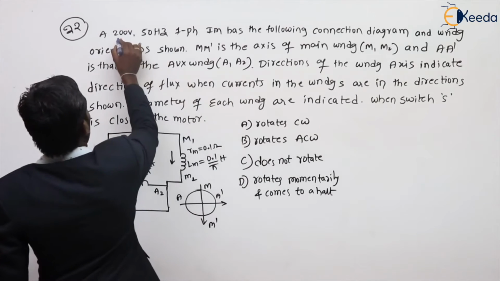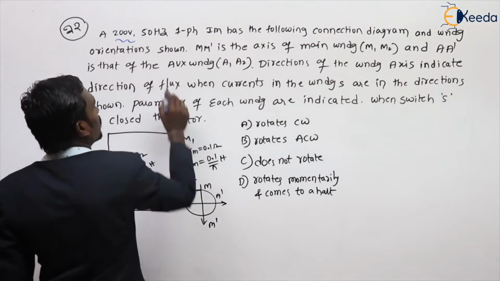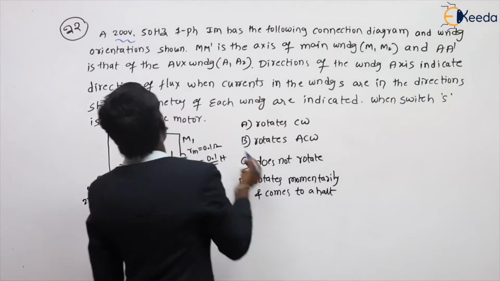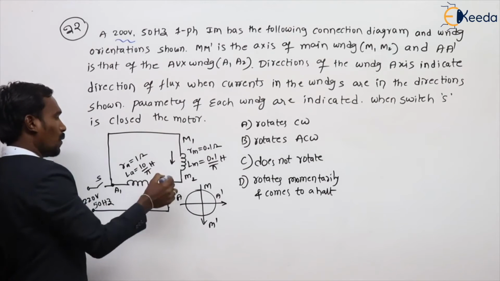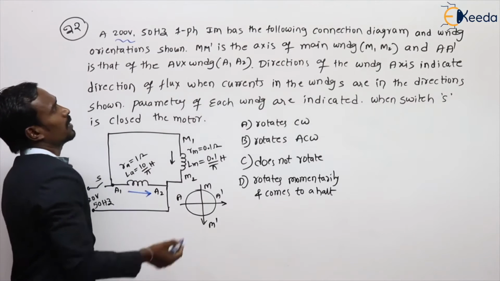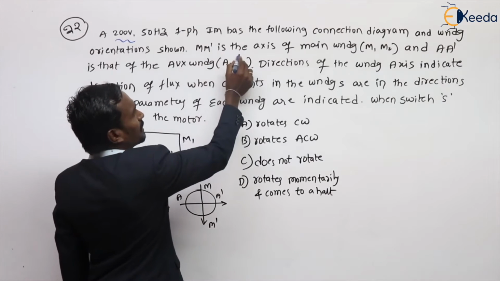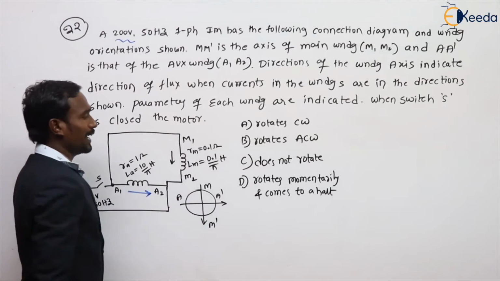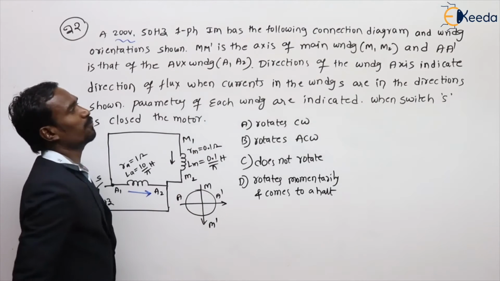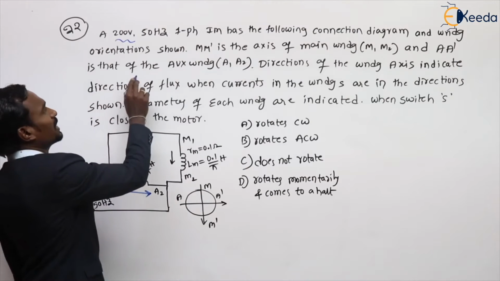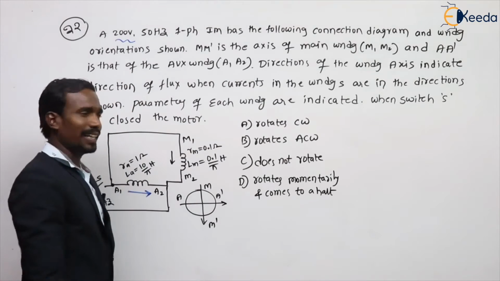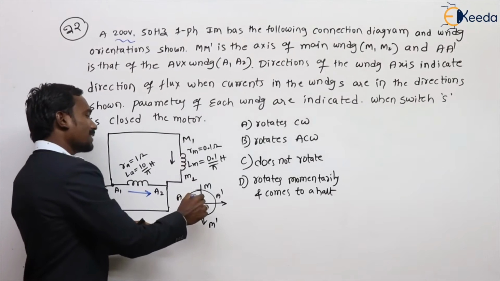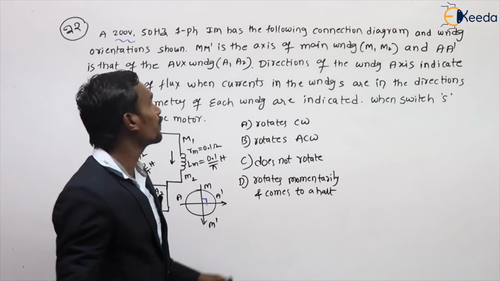Let's see here. A 200 volts 50 Hz single phase induction motor has the following connection diagram and winding orientations shown. MM dash is the axis of main winding, and AA dash is the axis of auxiliary winding. These two winding axes should be 90 degrees. We know this.